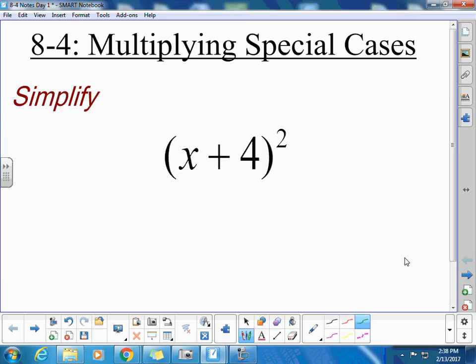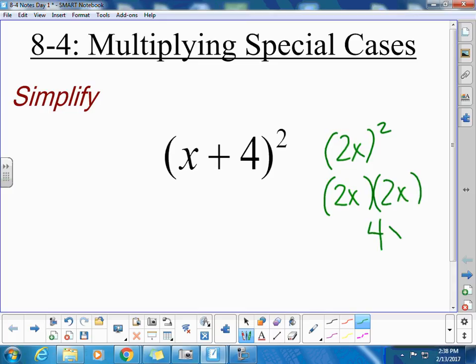let's do that again, 2x to the second. We talked about how that meant it would take 2x times 2x. It means take everything in there twice, and that got you 4x squared. So it's the same idea here.